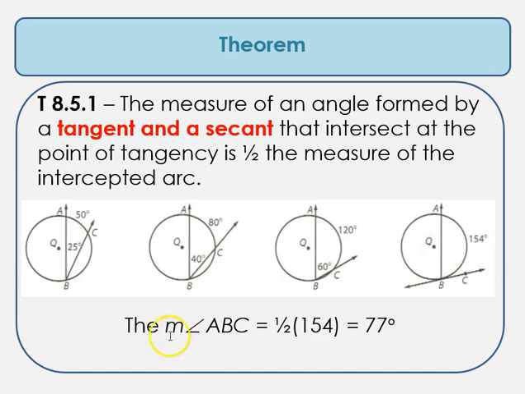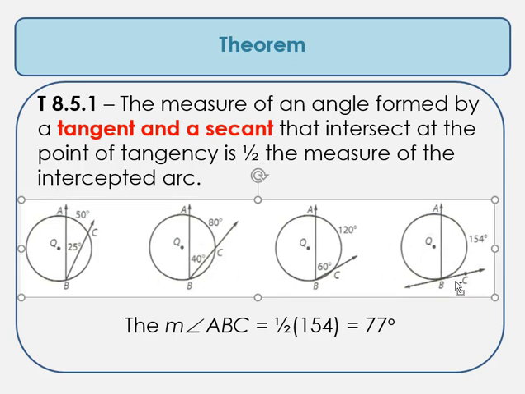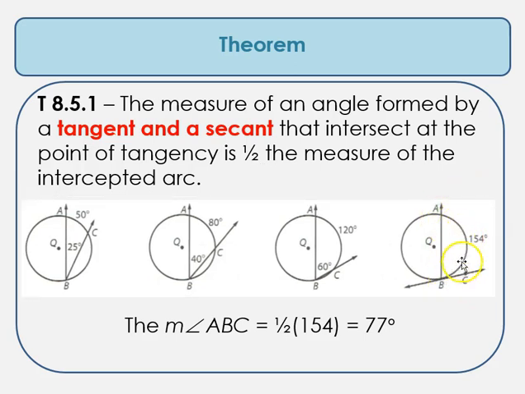So as an example, the measure of angle ABC in this first drawing would be 1/2 of 154. Wait, where did we get that 154? Well, that's over here at this circle. Let's look at the arc. I think they bring your attention to this one because this drawing is a little strange. But you can see that you have this tangent line, the secant line, they're meeting at a point of tangency, which is B, and they're intersecting this whole arc AC, or AB. AB is 154, so it would be 1/2 of 154, which is 77.